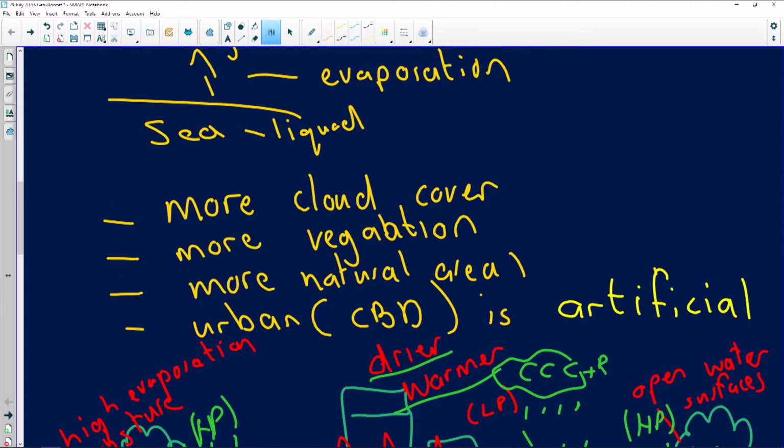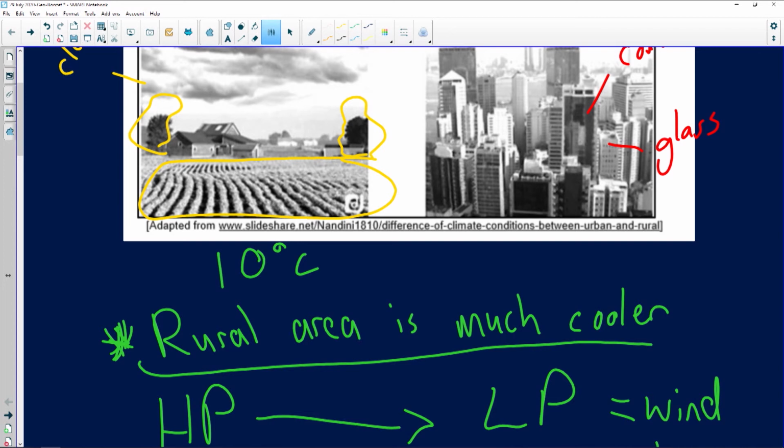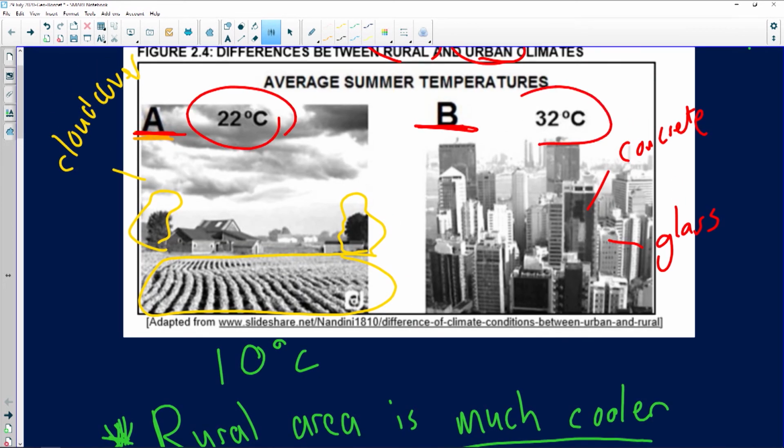So we basically focused on our artificial surfaces. We looked at tar road surfaces, the buildings, the glass, everything that's being used. All of this creates warmer temperatures. Now, what human activities, urban activities, also contribute to warmer temperatures? Coming back to our photos, if you look at it, great task, pay attention, a 10 degree difference between the urban area and the rural area. 10 degrees, that's quite a lot.